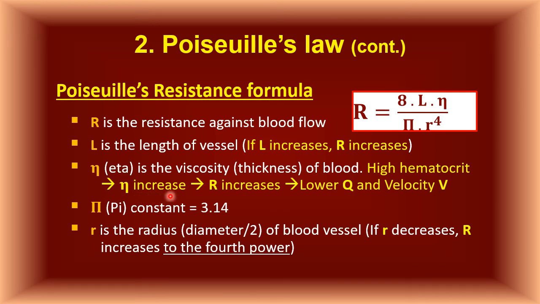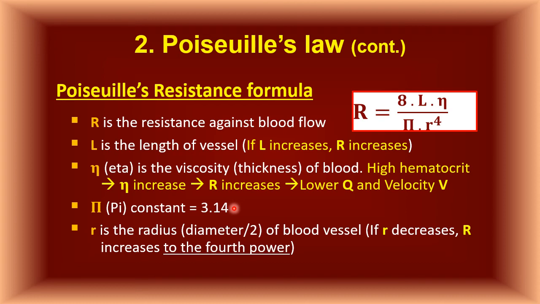What happens after that? Increasing the viscosity will lead to what? Increasing the resistance. So the resistance increases. This will lead to what? Lower Q and velocity of the blood. This is what we need to know about polycythemia, or high hematocrit. That is not good because it will lower the amount of blood flow and the velocity of the blood. The thickness of the blood is affecting the flow of blood negatively. Another factor is pi. Pi is 3.14, so it's a constant number.